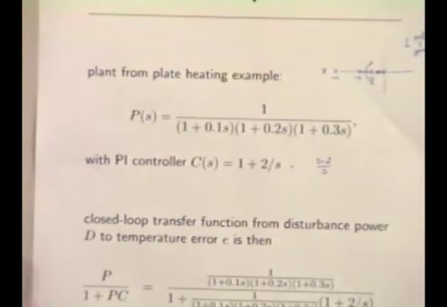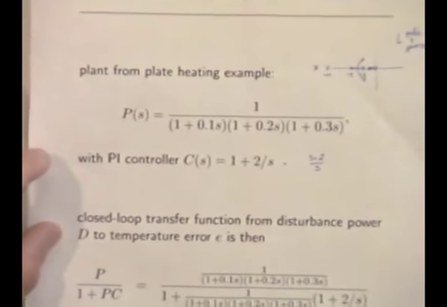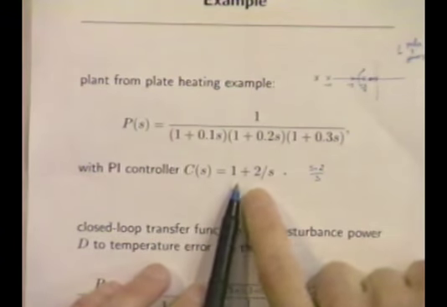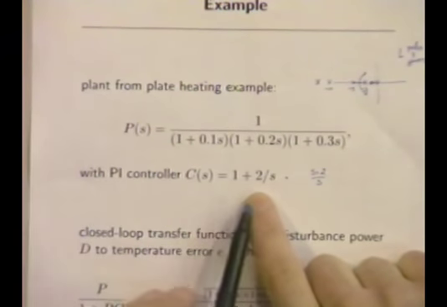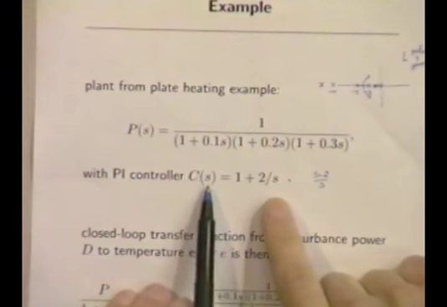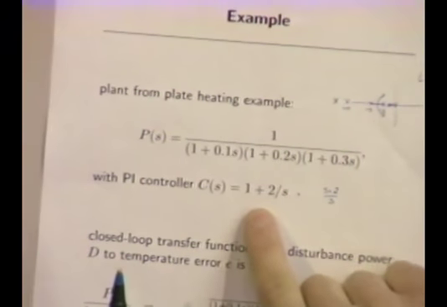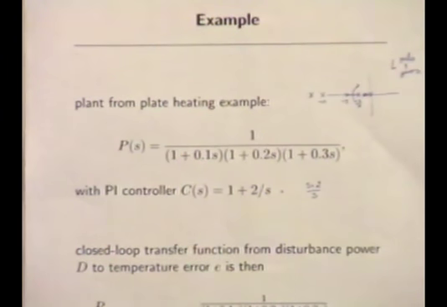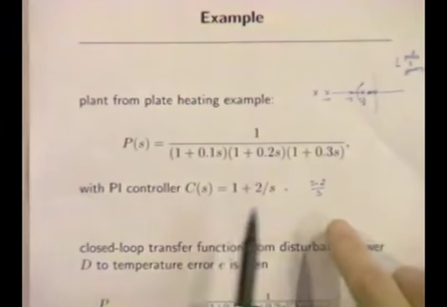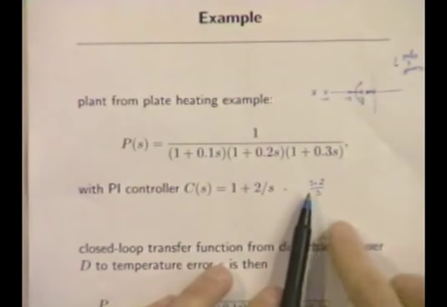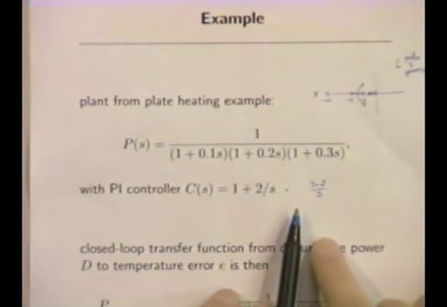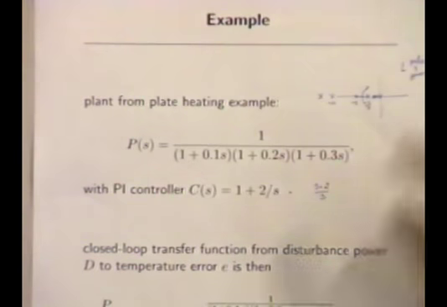To go back to the heating example, we're adding a specific kind of controller. I'm not telling you how we chose the 1 for the proportional gain and 2 for the integral gain, but suppose we're given this. If you write it out, you realize you have a 0 at -2 and a pole at the origin, like we said before.